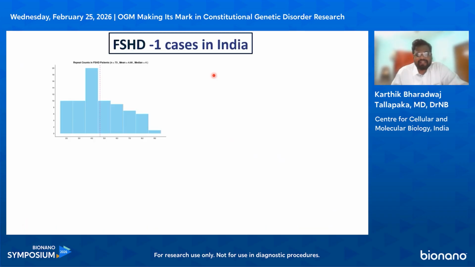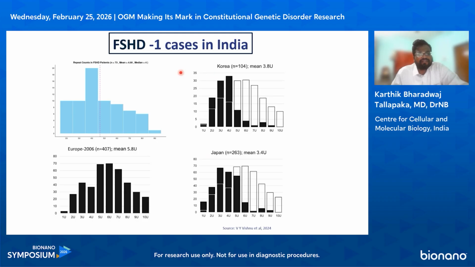So in our experience, what we were able to see is that the repeat count in FSHD cases is coming to about 4 repeat units, mean median repeat count, which is right in between the Caucasian populations and the East Asian populations, where in Europe the mean repeat count is 5.8, and then in Korea and Japan it is closer to 3. So this suggests population-based epigenetic or genetic modifiers, which regulate the phenotype in these cases. And then we in our lab are working further to identify these genetic modifiers.